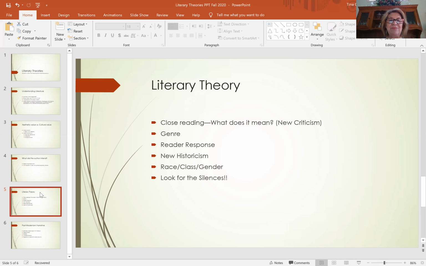New historicism assumes that we need to look outside of the text in order to understand what's inside of the text. So we look at what's going on historically, not only at the time that the story is set, but at the time that the story was written. What is going on historically, and how is that helping us understand the text?